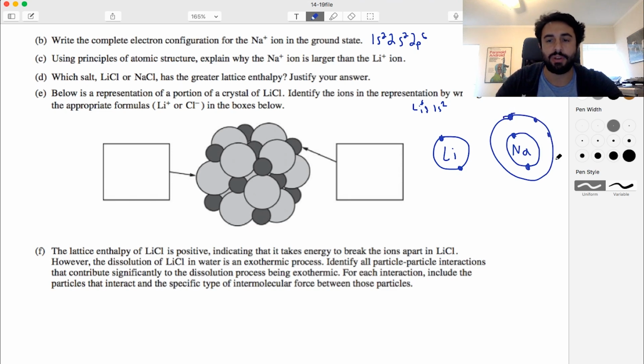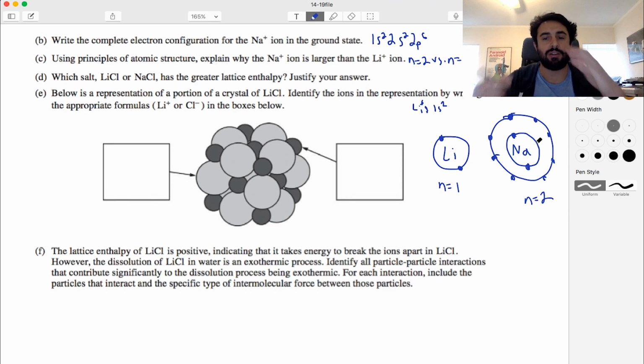Sodium has 2 electrons in n equals 1 and 8 electrons in n equals 2. So for lithium plus, the outermost shell is n equals 1. It's only got one shell. And the outermost shell is n equals 2 for sodium. It's got 2 shells. So we're just talking about shells, n equals 2 versus n equals 1. Another shell, we need more electrons.